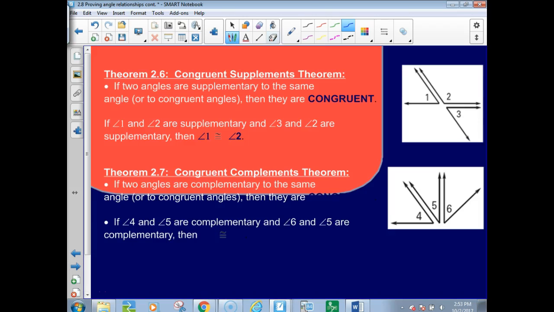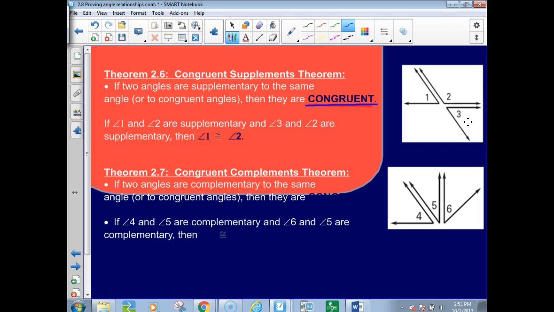Okay, now we need to talk about, in some bright colors here, the congruent supplements theorem. It says if 2 angles are supplementary to the same angle or to congruent angles, then they are congruent. You need to fill in the word congruent. Here's what it's really saying. If you look over this diagram, angle 1 and angle 2 are supplementary. Angle 2 is supplementary with angle 3, therefore angle 1 and 3 must be the same size. They have to be congruent.